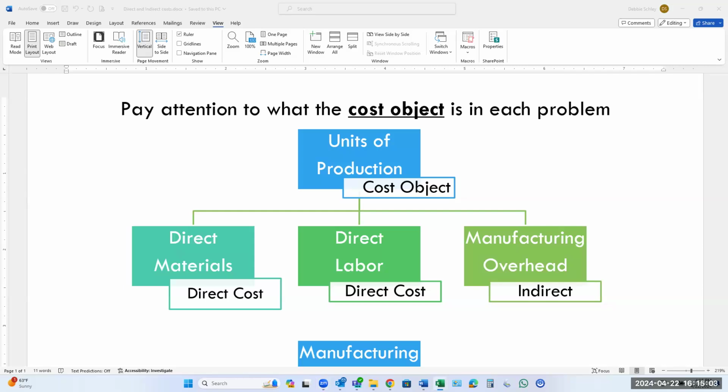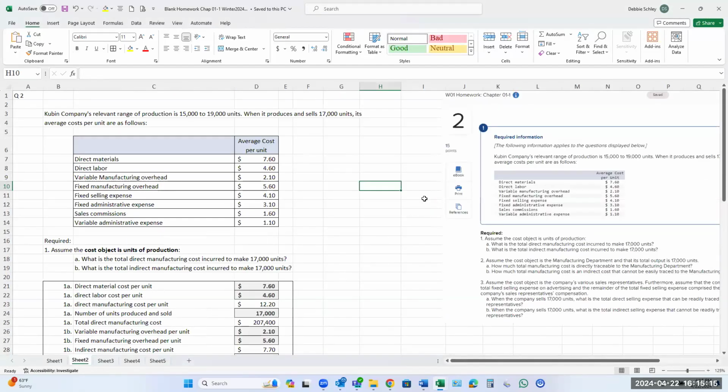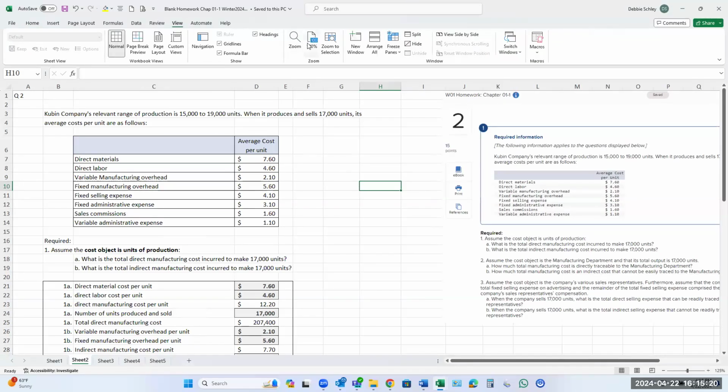Question two. Yeah, we may have to go through this one. So question two, see if I can increase this a little bit.